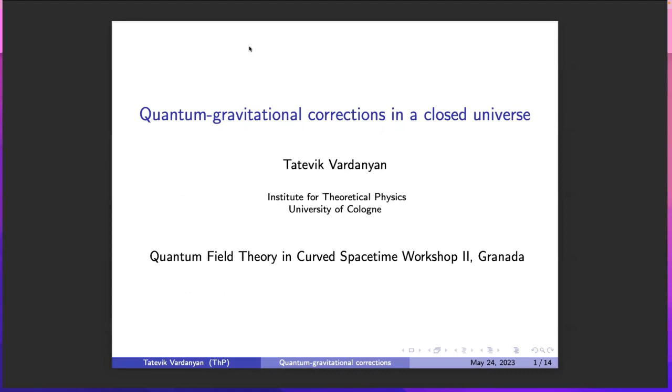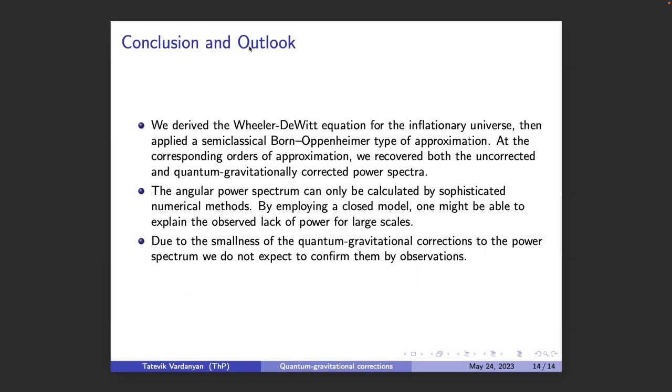Yeah, to sum up, first we derived the Wheeler-DeWitt equation for the inflationary universe, then we applied a semi-classical Born-Oppenheimer type of approximation. At the corresponding orders of approximation, we recovered both uncorrected and quantum-gravitationally corrected power spectra. The angular power spectrum can only be calculated by sophisticated numerical methods. And by employing a closed model, one might be able to explain the observed lack of power for large scales. And also, due to the smallness of the quantum gravitational corrections to the power spectrum, we do not expect to confirm them by observations. So this was it.